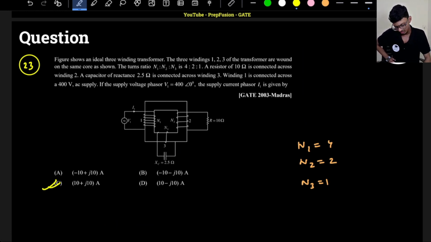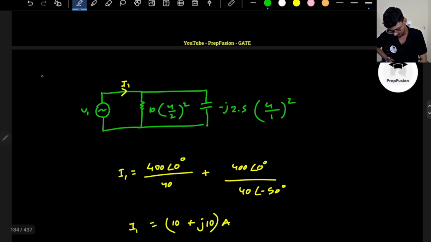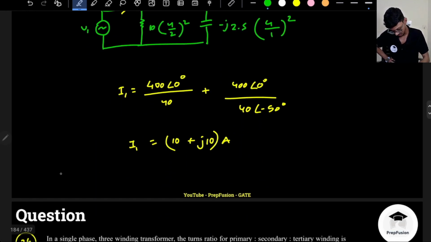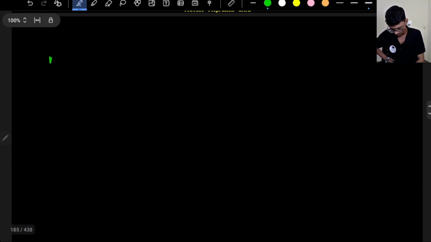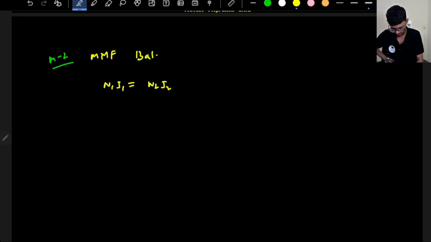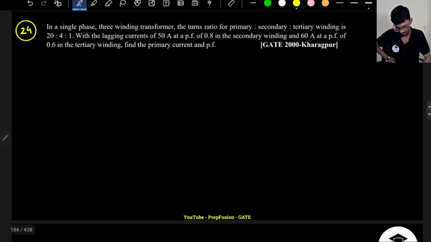Okay, very simple. This is method 1. Or you can apply method 2. What is method 2? Method 2 is simply MMF balance. So N1 into I1 will be equal to N2 into I2 plus N3 into I3. So this is MMF balance. You can apply this and you will be able to find the same answer.